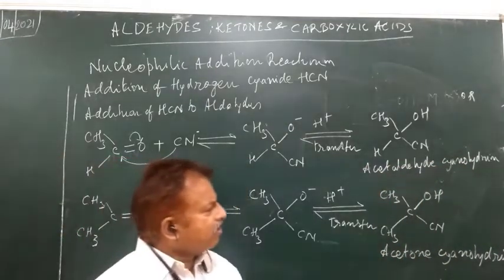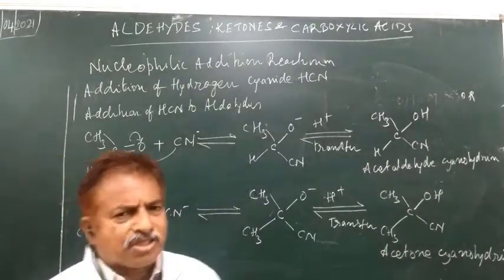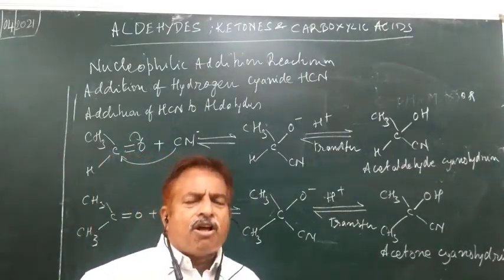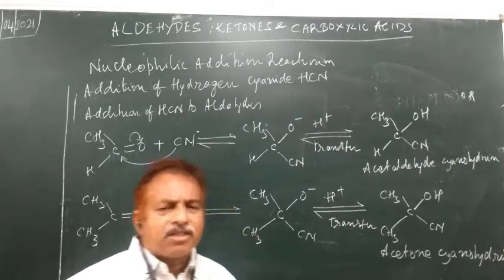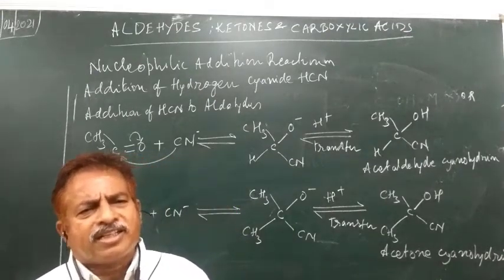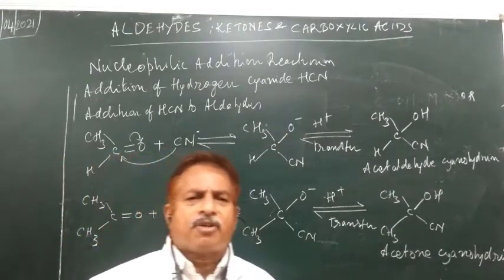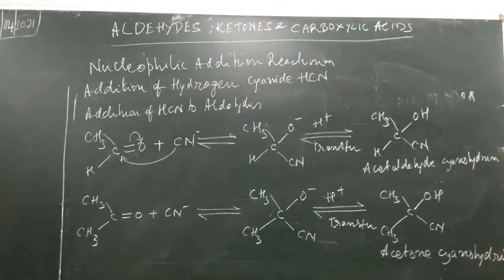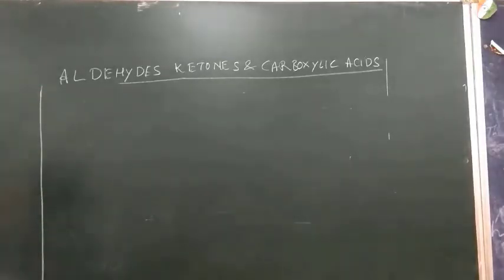Now, cyanohydrins are an important class of substances. When they are hydrolyzed, we get alpha hydroxy acids. These alpha hydroxy acids, on dehydration, give alpha beta unsaturated acids. So here let us take acetaldehyde cyanohydrin.